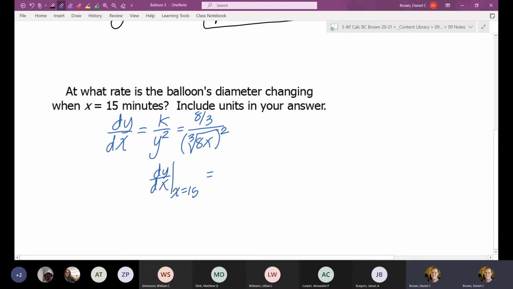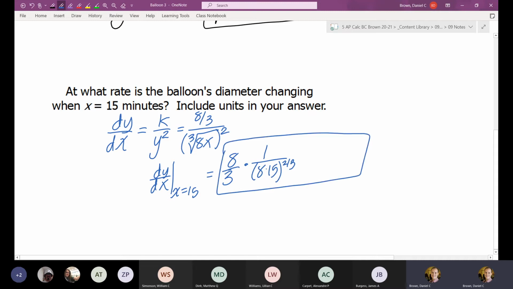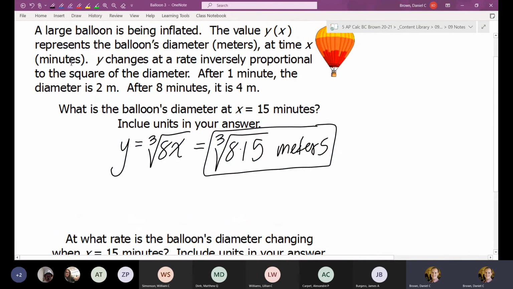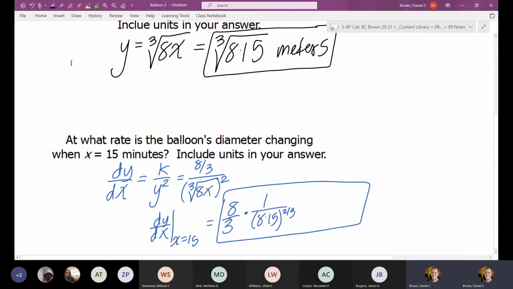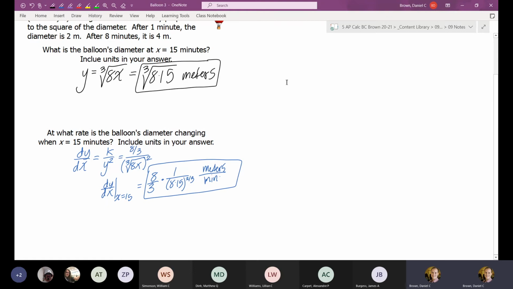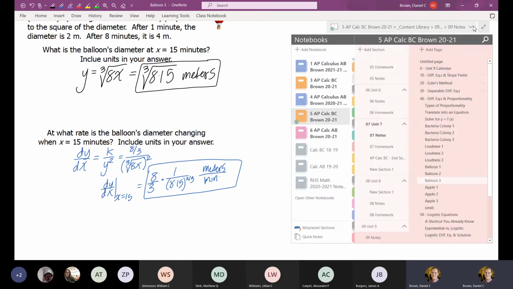I'm just going to redo my fractions so they look a little bit nicer. I have 8/3 times 1 over 8 times 15 to the 2/3, or any equivalent answer like that. If this is the rate of change of the diameter, it would be meters, and my unit of time was minutes, so it would be meters per minute. Questions on those two problems?